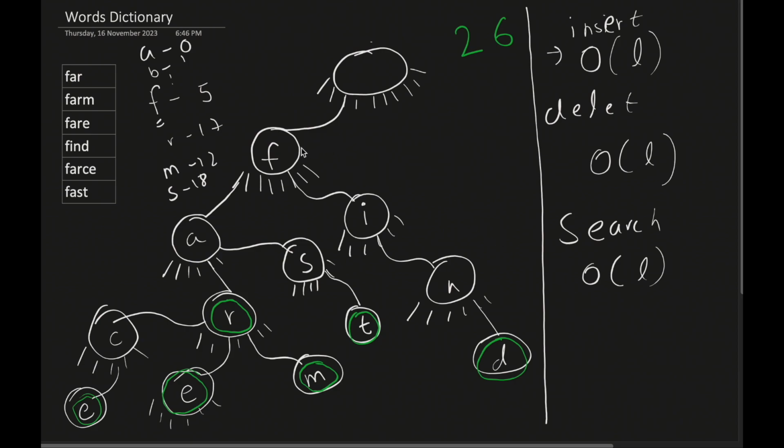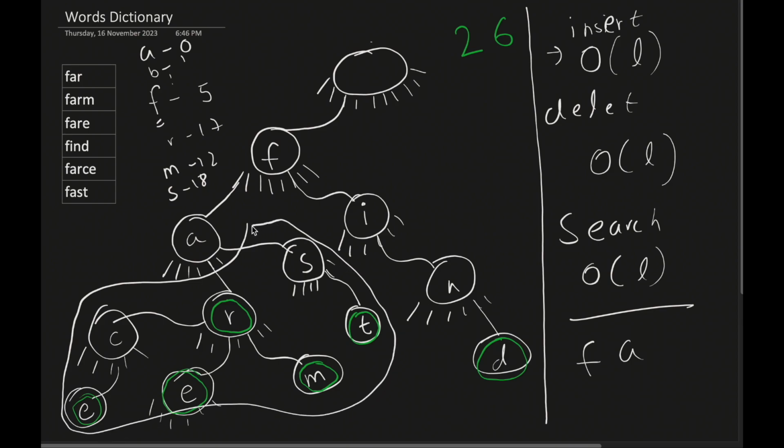For example, if I want to find all the words starting with maybe FA, here I would start with F, then go to A, and I would only search in this particular subtree for all the green nodes. Green nodes, I mean, where the words are ending, and I can get the set of words which start with the prefix FA. But if I have to do the same thing in a hash map, there is no other way, I have to iterate through each and every key. So in those cases, our trie is very, very useful.